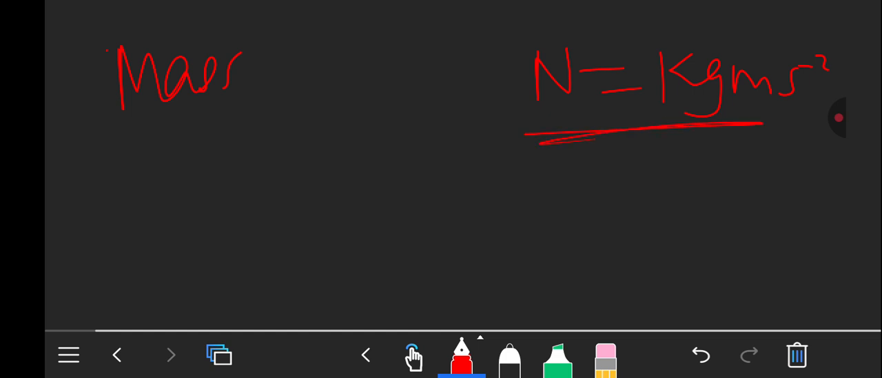So basically you can use that or just a newton, but mass has a lot of units, so you can use grams, which are written as g. Other than that, maybe you can use other units like milligrams.